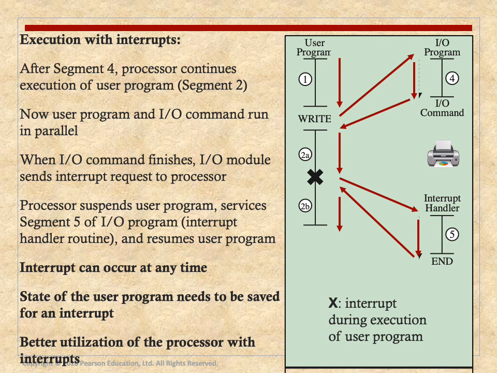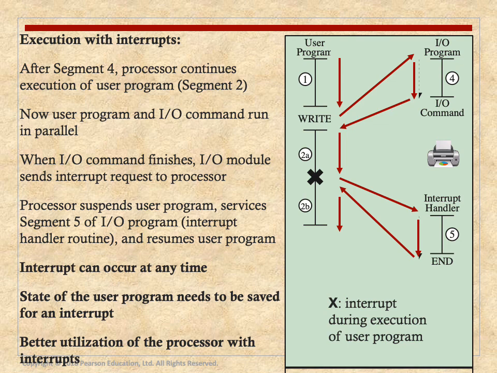Now the input-output program is blocked. It has to wait until the printing job is done, until it can run to completion. However, now instead of letting the entire system wait, the processor will resume the user program. So while the printer is printing, the processor will execute segment 2A of the user program.